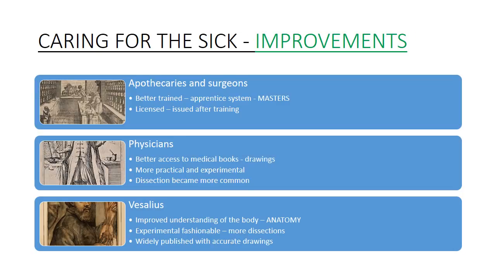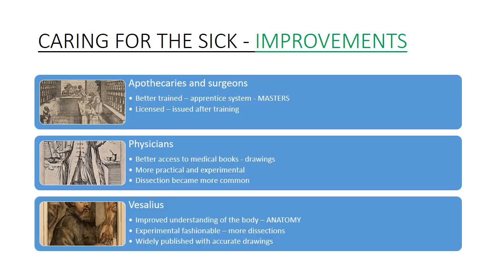Okay, what did improve for apothecaries and surgeons is they became much better trained, and that's really from experience. They began to develop an apprentice system, so you'd have a master within the apothecary or a master barber surgeon, and also they began to license them, so they'd have to be compulsorily trained to actually become one of these people. Doctors, physicians had much better access to medical books and knowledge, particularly detailed drawings of anatomy, and they became much more practical and experimental.